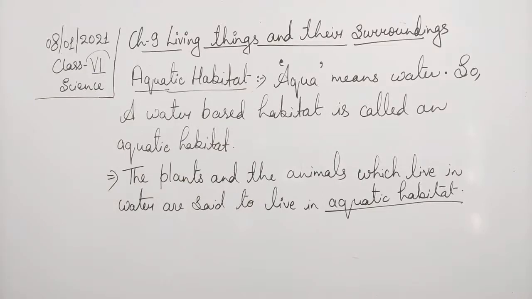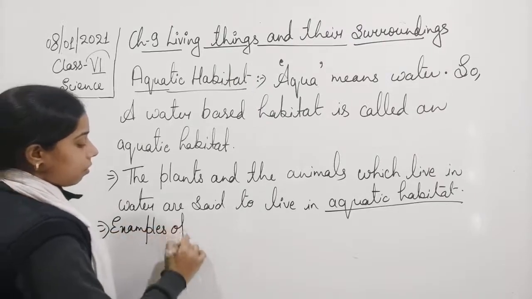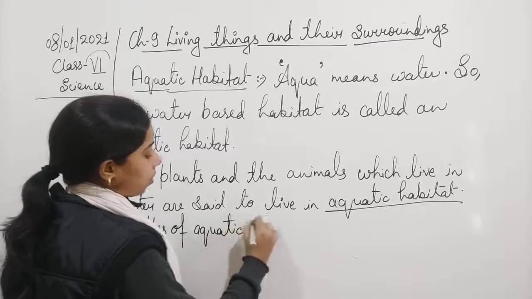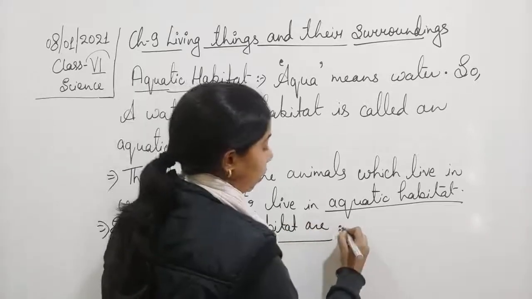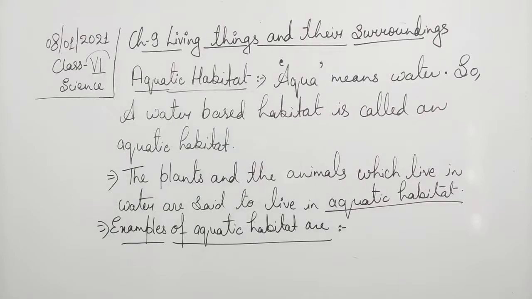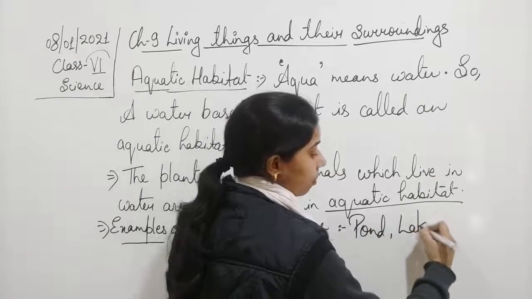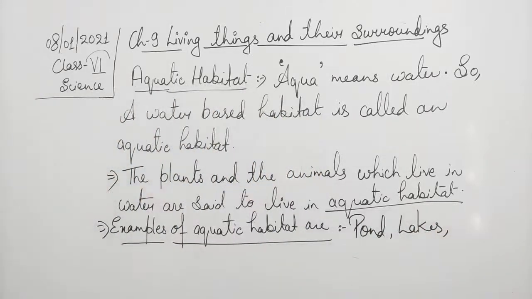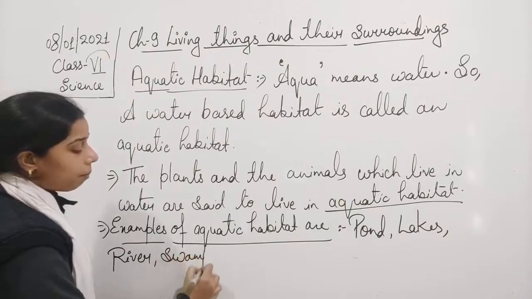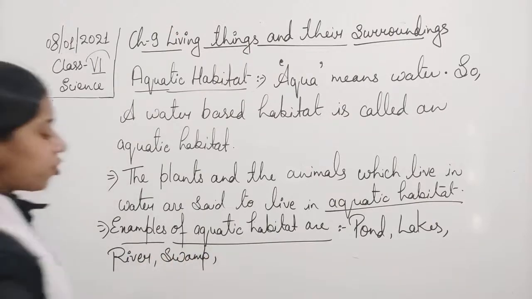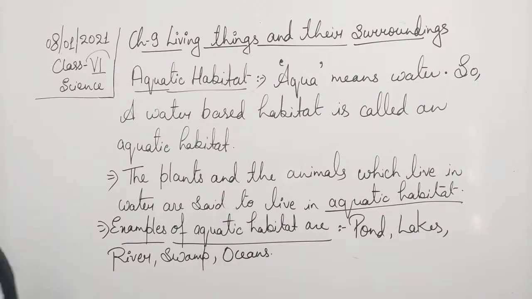What are the examples, student, of the aquatic habitat? Examples of aquatic habitat are pond, lakes, river, swamp, ocean. These all are examples of the aquatic habitat.